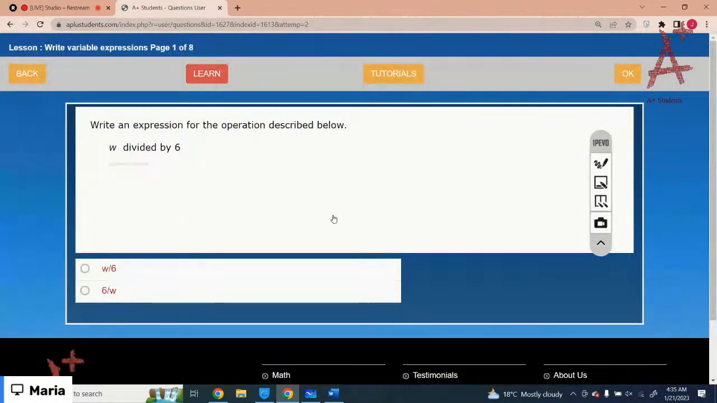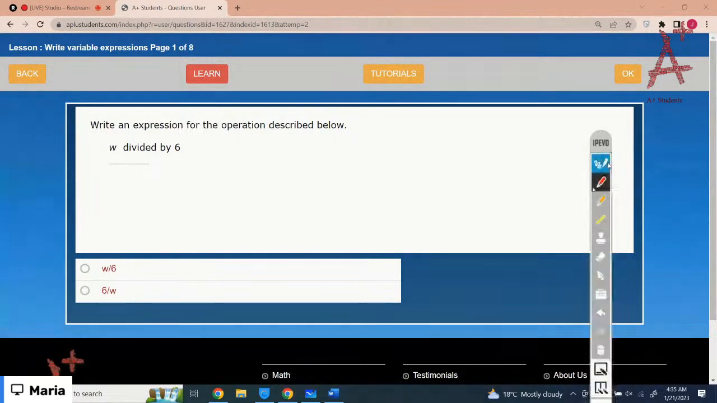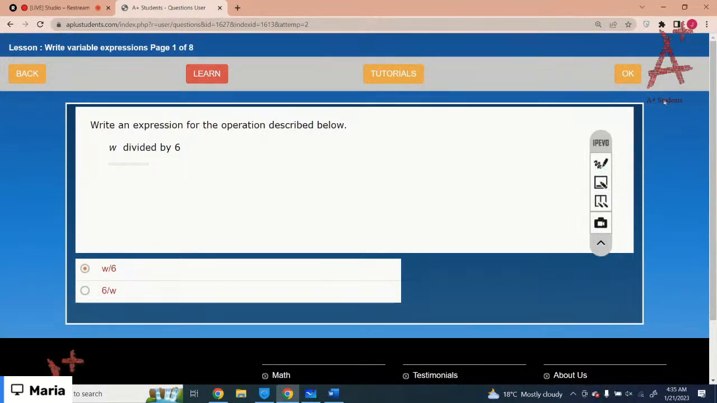Okay, write an expression for the operation described below. You have to do w divided by 6. That means it would be w over 6. Got it? Because you have to divide w by 6. So option number 1 is the correct option. Just select the correct option and click on the OK button.